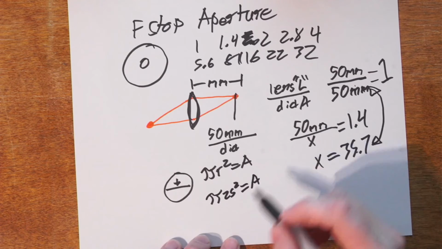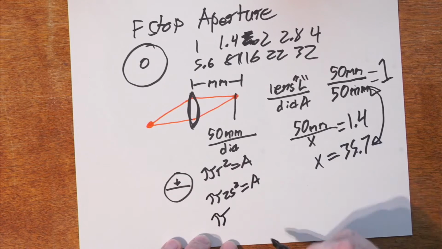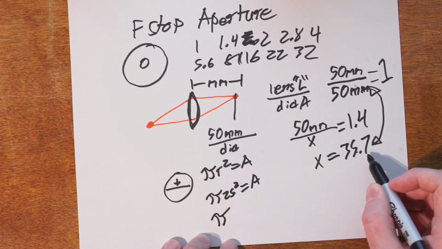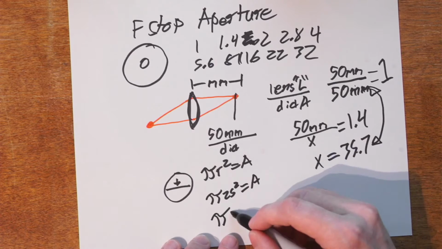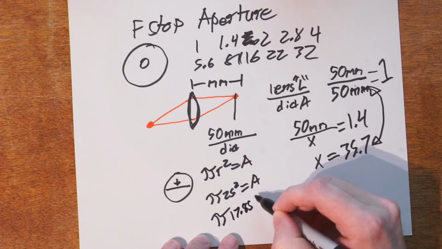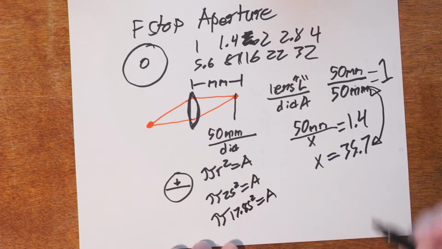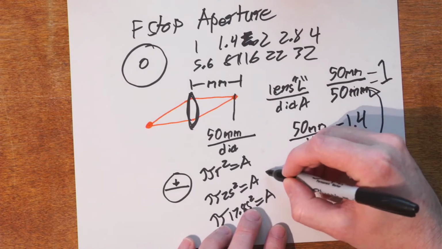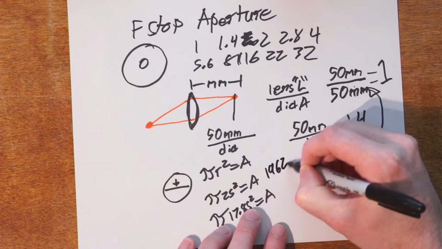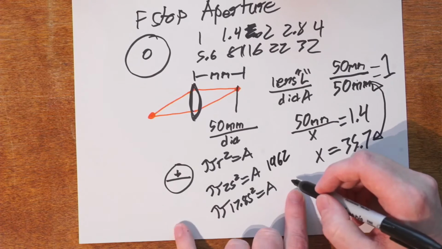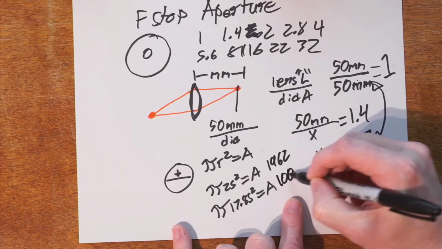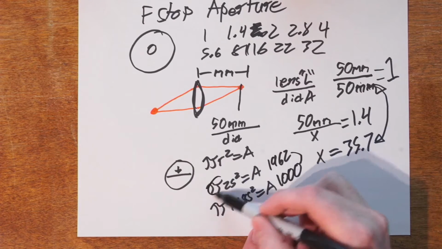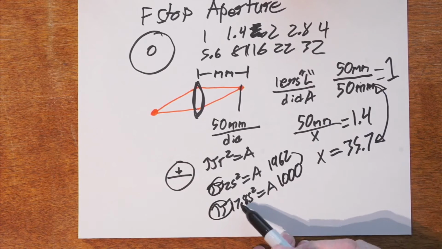And then I can go pi times 17.85 squared equals area. Let me do that math really quick. So this area here comes out to be about 1962, and this area down here for our smaller aperture comes out to be 1,000. These are not exact because I've made some approximations on the value of pi, and I don't think this math is exactly right.